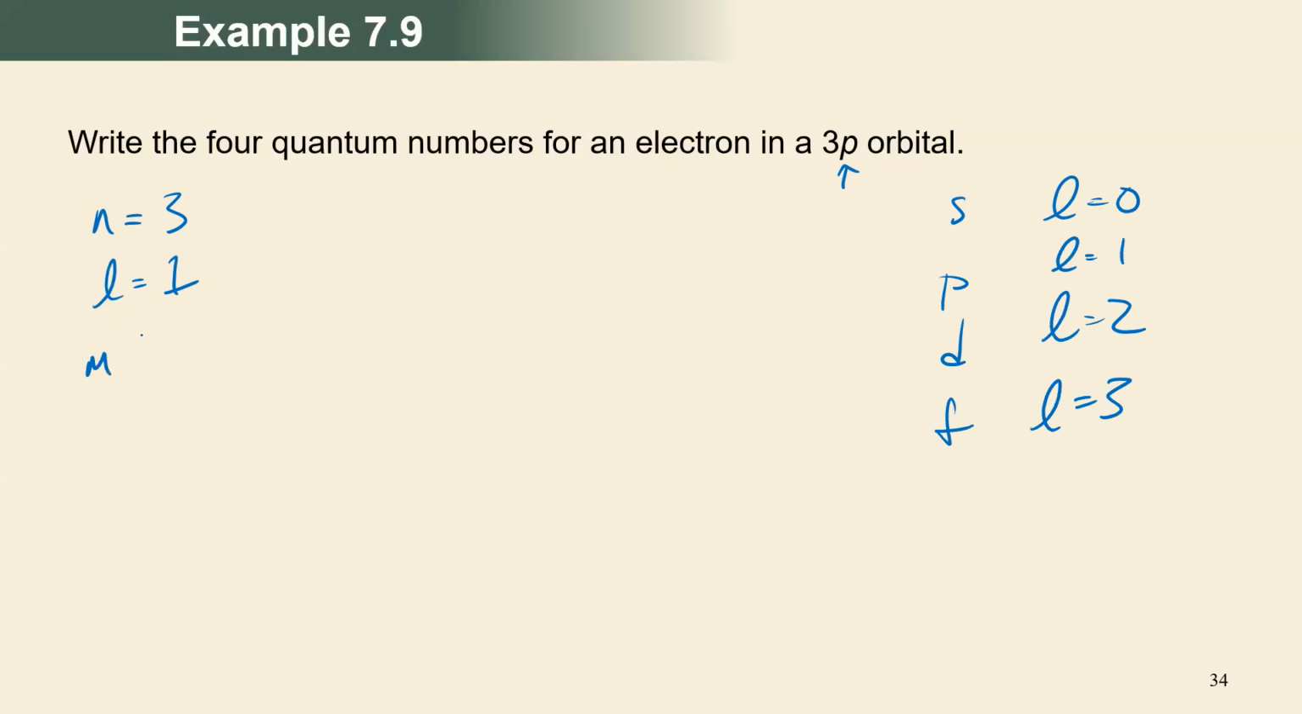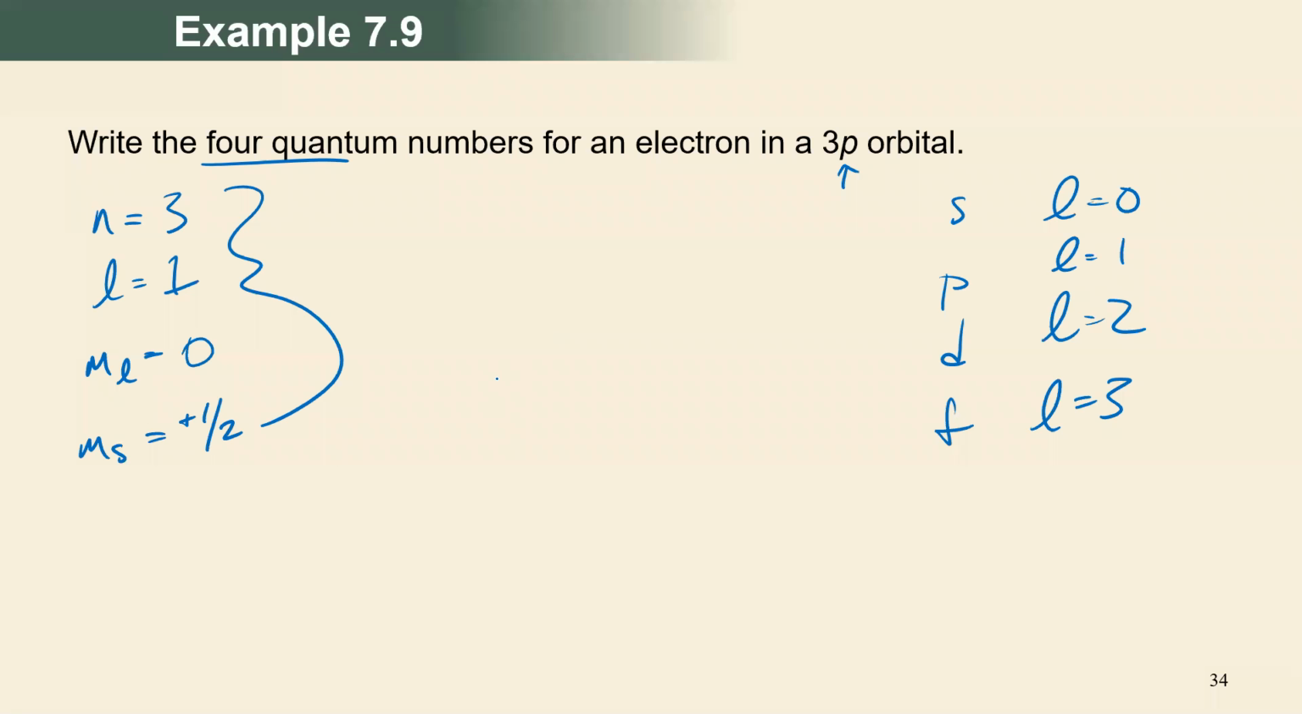Okay. Now they don't tell us which orbital it's in. It just says a 3p orbital. So give me a possible value for M sub L. Any possible value. 0. Excellent. And then what's a possible value for M sub S? Because it asks for all 4 quantum numbers. What can M sub S be? Plus a half or minus a half. So those are the 4 quantum numbers for an electron in the 3p orbital.